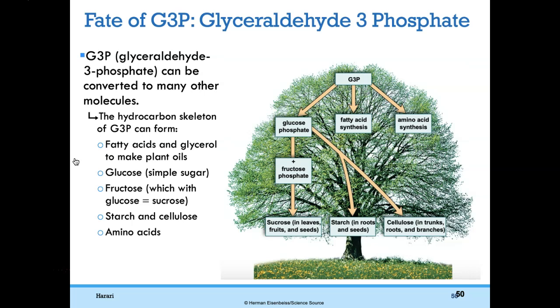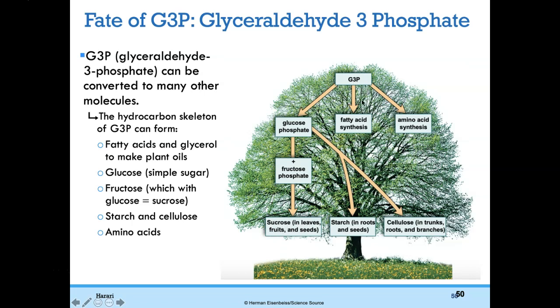So like I mentioned, G3P can be used to make many other molecules. So this G3P can be used to make glucose, like simple sugars, which can then join with fructose to form sucrose. So sucrose is the sugar, this disaccharide found in fruits.